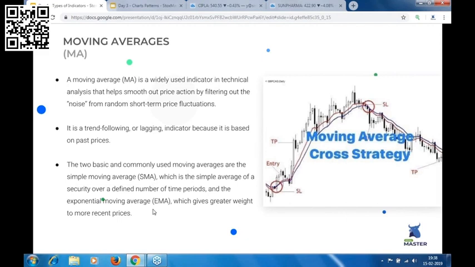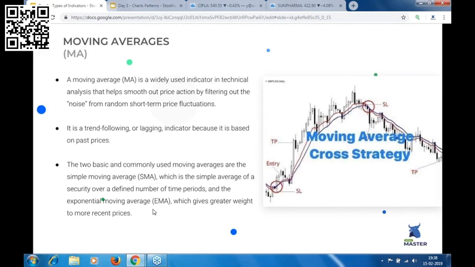With the use of these moving averages, we can identify the direction of the trend and determine the support and resistance levels. These moving averages also give us the buy and the sell signal. When a short-term moving average crosses above the longer-term moving average, then the buy signal is generated. Similarly, when a short-term moving average crosses below the long-term moving average, a sell signal is generated.